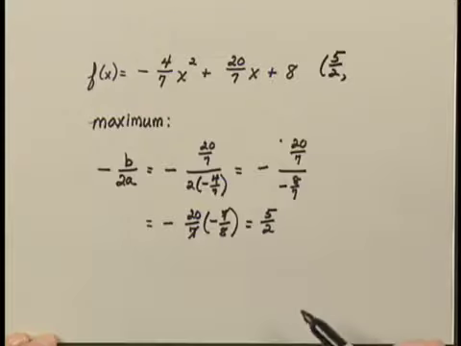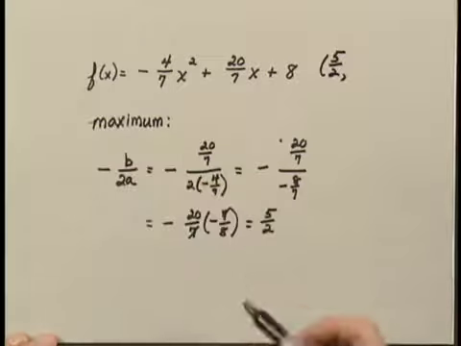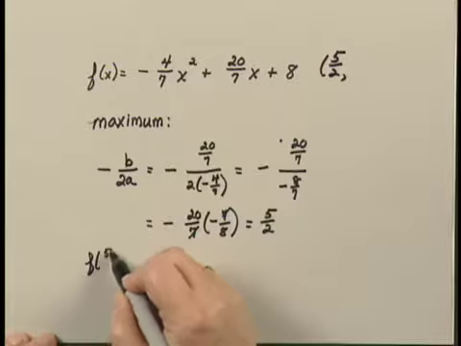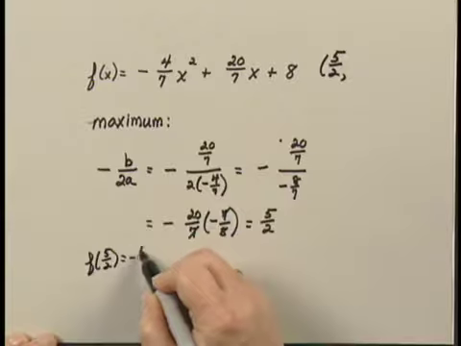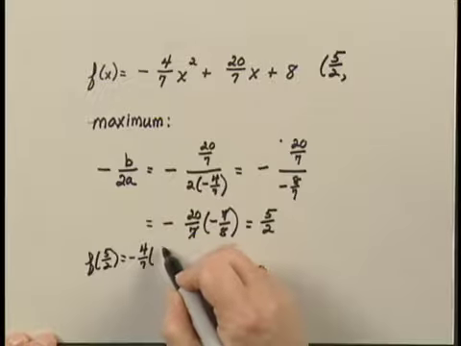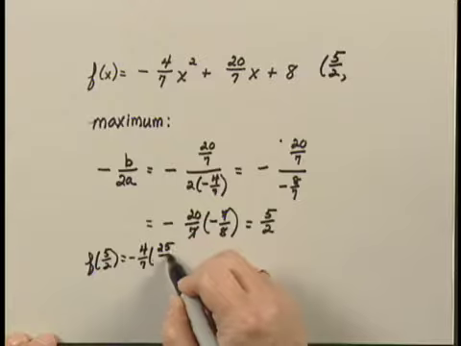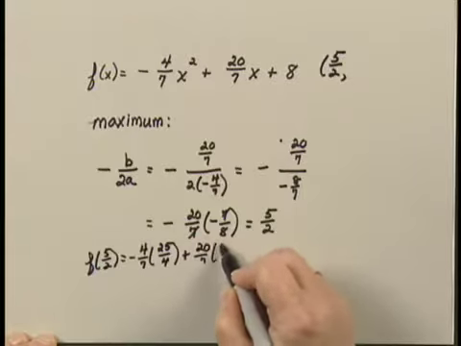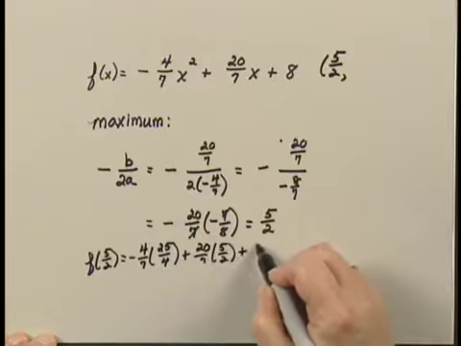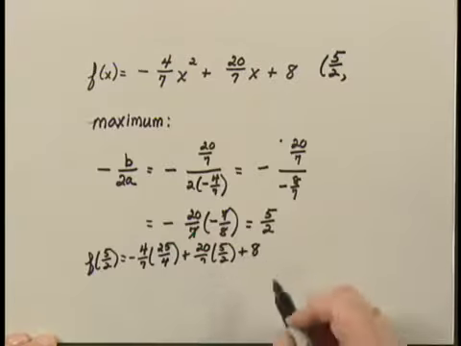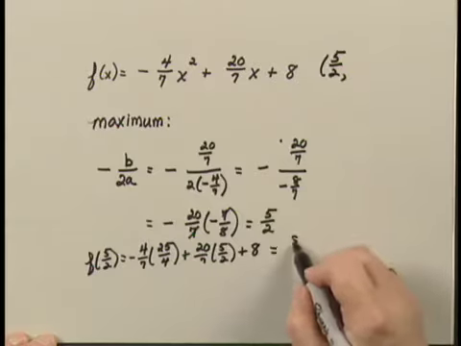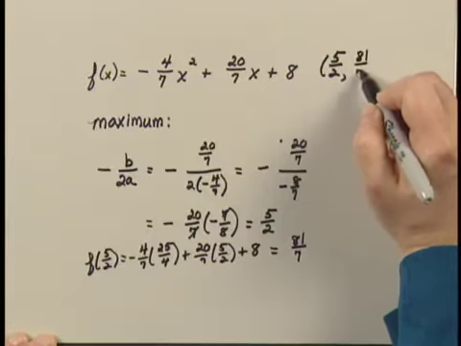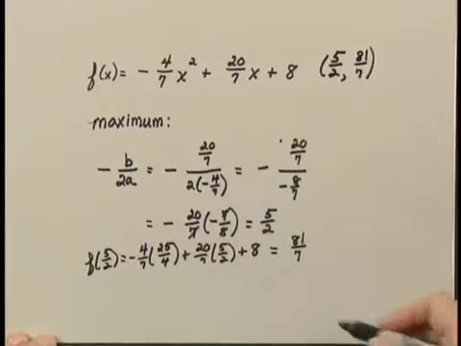Now this is the first coordinate of the vertex. The second coordinate of the vertex I find by finding f(5/2). That is f(5/2) = -4/7 times (5/2)², which is 25/4, plus 20/7 times 5/2 plus 8. If I calculate this out, I find that that is 81/7. That is the y-coordinate of the vertex, and that is the maximum value of the function.